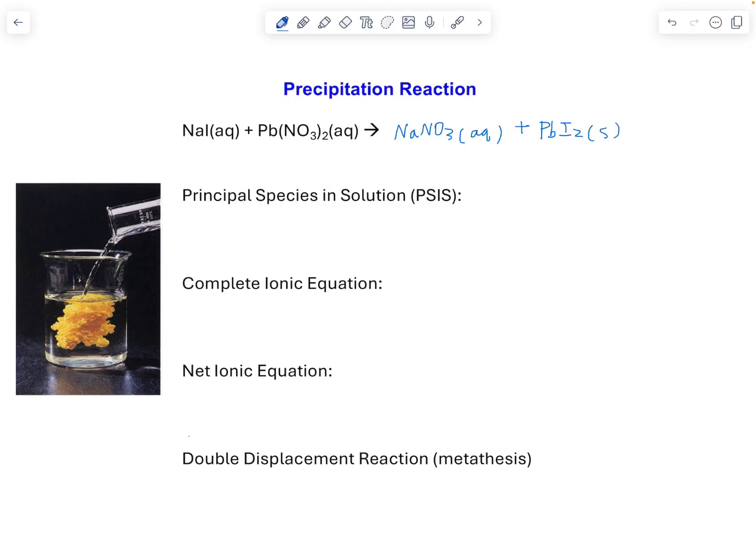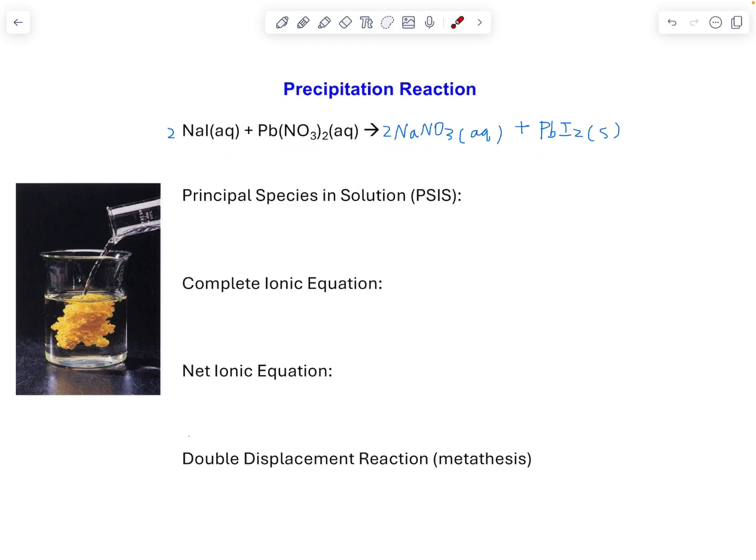To balance the equation, your lead nitrate has two nitrates here, so you add a coefficient of two over here first. Then, since you have two sodium in the product, you add two sodium as the reactant. Now you have two iodine in the reactant, and you also have two iodide over here. So this equation is balanced this way.